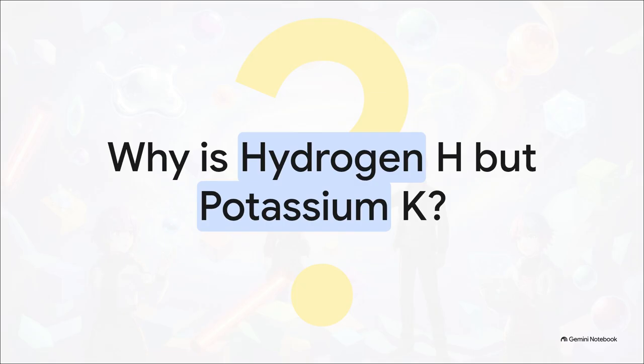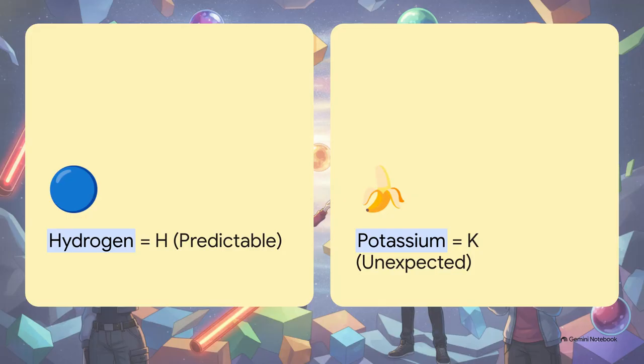Because it highlights right off the bat that the periodic table isn't just some simple list of English abbreviations. And honestly, this brilliantly illustrates the apparent chaos and unpredictable nature of chemical nomenclature. I mean, hydrogen being H is perfectly predictable, makes total sense. But potassium being K, that is completely unexpected if you're just looking at the English alphabet.